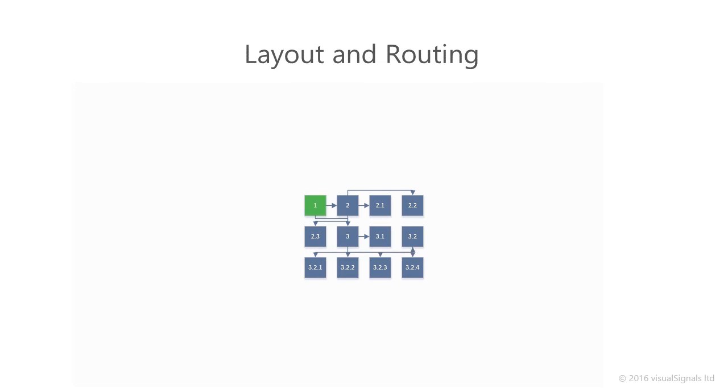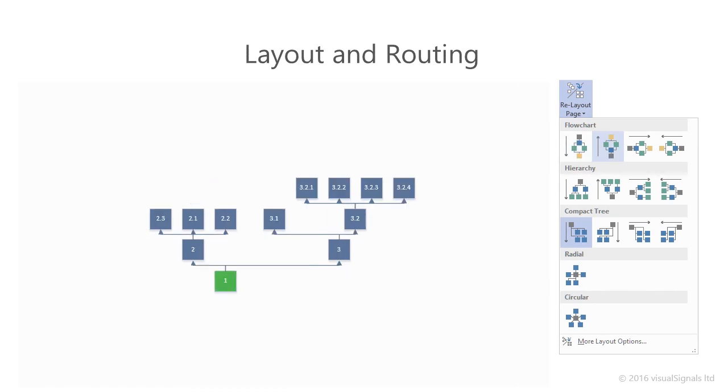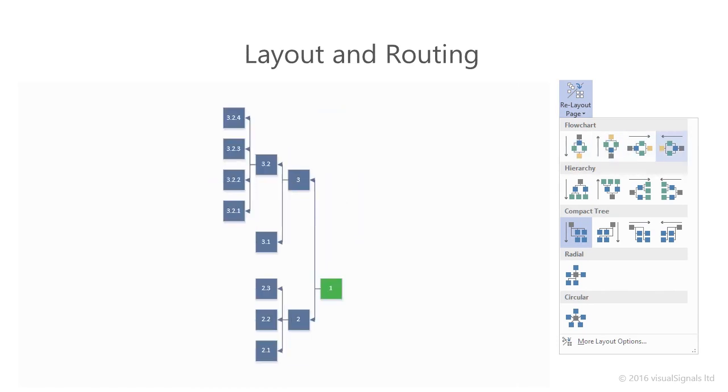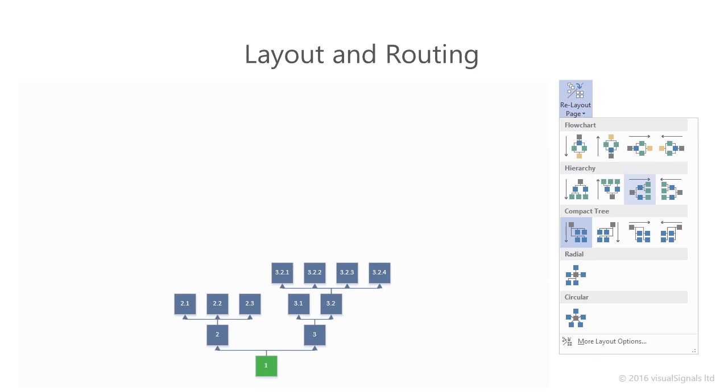Because of the from-to nature of connections, Visio is able to interpret the hierarchy so that when I change the layout style to one of the built-in items, you can see the effect that it has on the arrangement of the shapes.